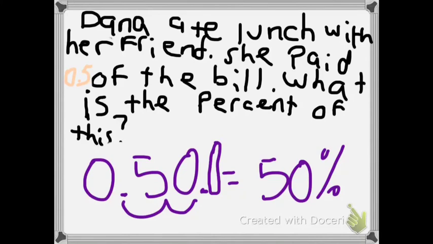Dana ate lunch with her friend. She paid 0.5 of the bill. What is the percent of this? So you have 0.5 and you move it over 2 places, and that equals 15%. I need to do that over. Okay. Dana ate lunch with her friend. She paid 0.5 of the bill. What is the percent of this? So you have 0.500, and then you move it over 2 places, and then you drop the 0 so that it's 50%.